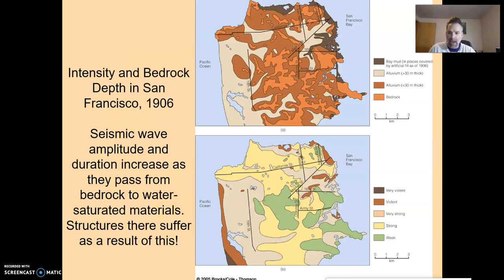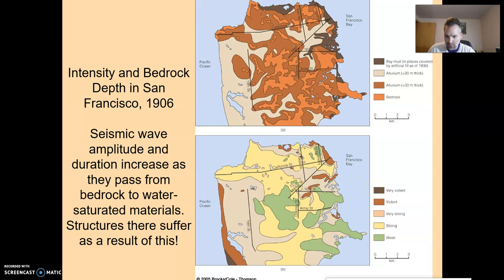So this is an interesting map. It's showing basically the intensity and bedrock depths of San Francisco in 1906. And it's showing up here basically the brown all the way down to this reddish color is the bedrock. And then this is basically mud, alluvium, greater than 30 meters thick. And this is alluvium at less than 30 meters thick. So this is basically just dirt here. And over here, down here, it's showing the distribution of where the earthquake was weak and then strong all the way up to very violent.